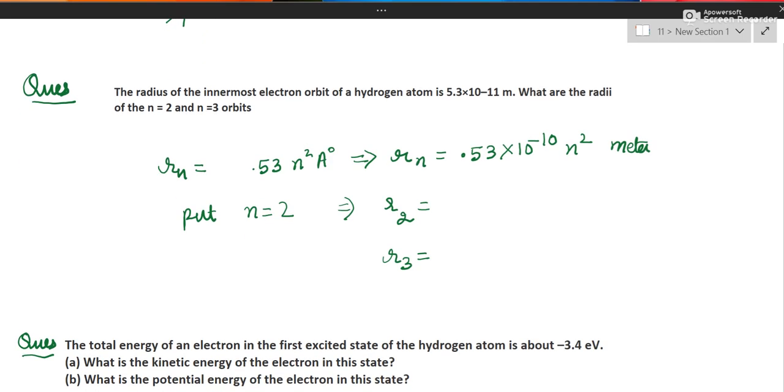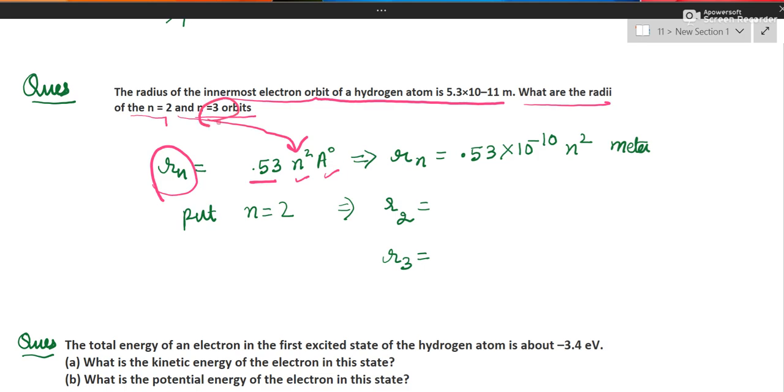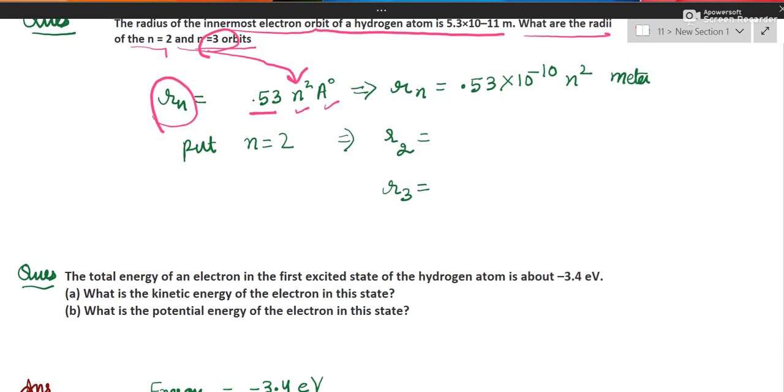Question number next. The radius of innermost electron orbit of hydrogen atom is this. Okay, what are the radii of second and third orbit? So you know the general formula of radius, that is 0.53 n square angstrom. Okay, so you put n is equal to 2, this is the radius of second orbit, and put n is equal to 3, that is the radius of third orbit, but in angstrom.